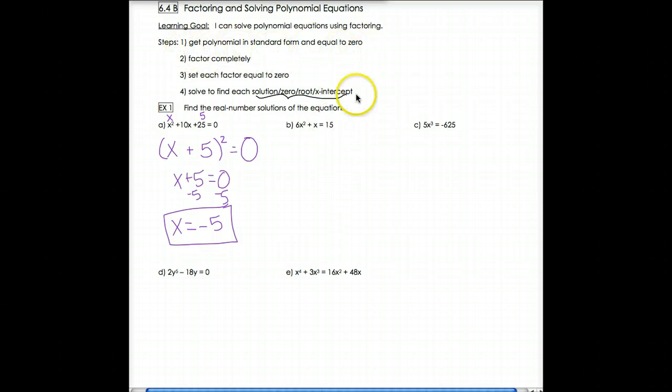So step 1, get it in standard form, so I need to move the 15 over by subtracting it. So that gives me 6x squared plus x minus 15 equals 0. Next, I'm going to factor, so I'm going to look, is there a GCF? No, there is not. Could it be a special product? Well, this is squared, and neither of these have perfect square roots. So no, it's not a special product, which means this is going to be a chart factoring. So this one, because there's a number in front, is split the middle.